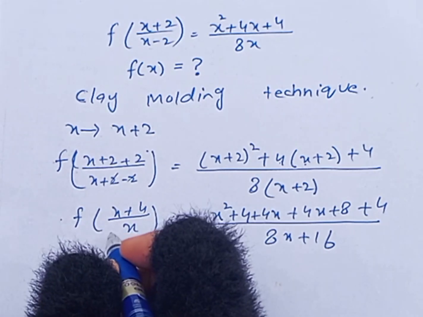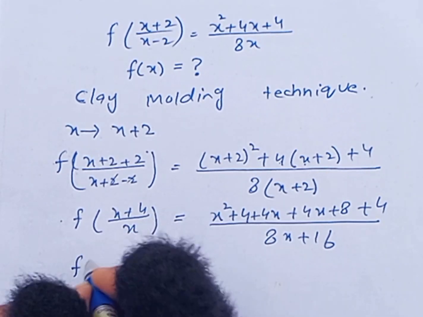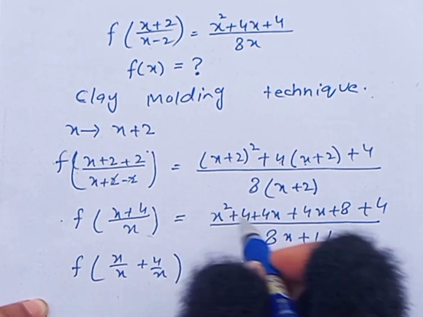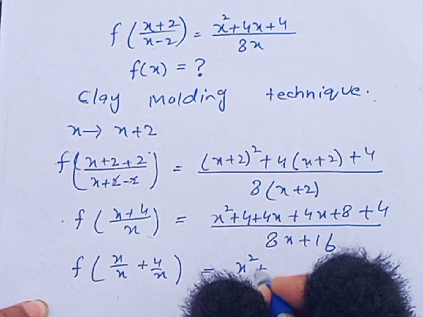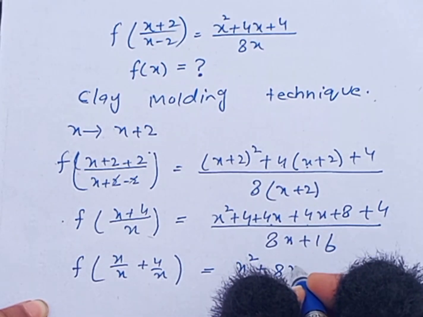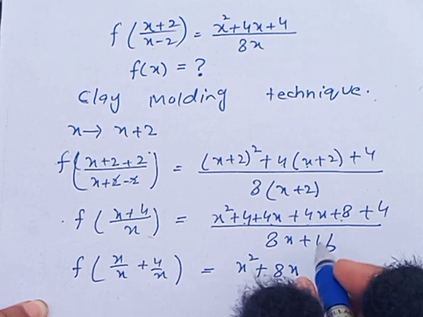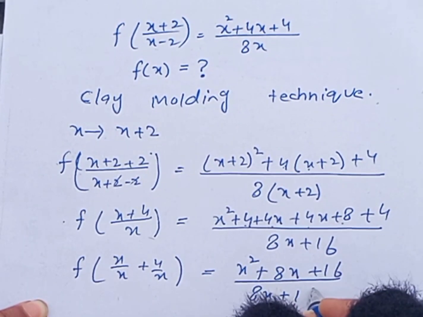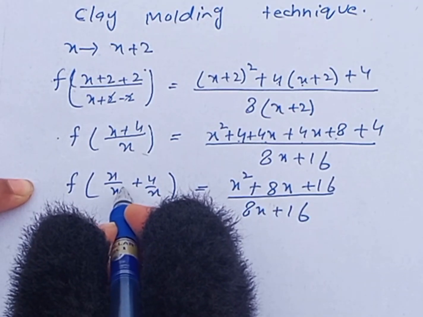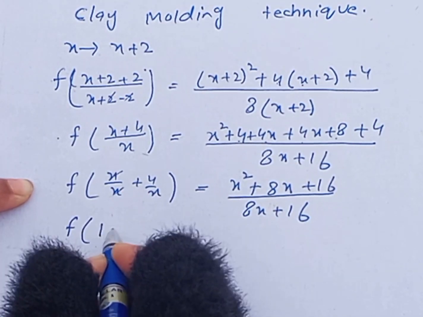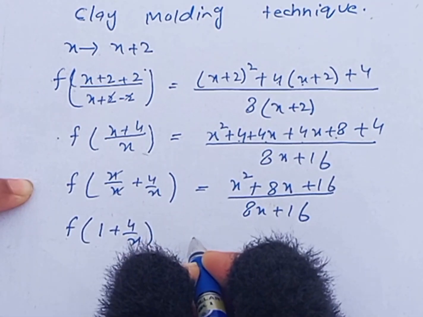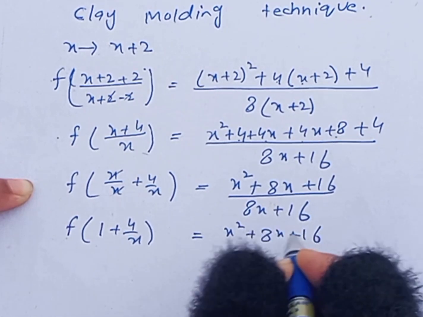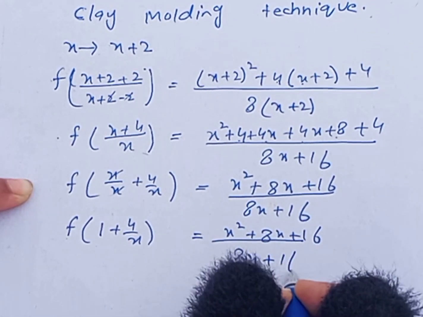Now look at the left hand side, we can write this as f of (x plus 4) over x, and the right hand side, to solve the numerator, this will become 4x plus 4x is 8x. Add the constant, we get 16, divided by 8x plus 16. Now in the next step, we cancel this x and x, we get 1 plus 4 over x. And we copy the right hand side, x squared plus 8x plus 16 over 8x plus 16.